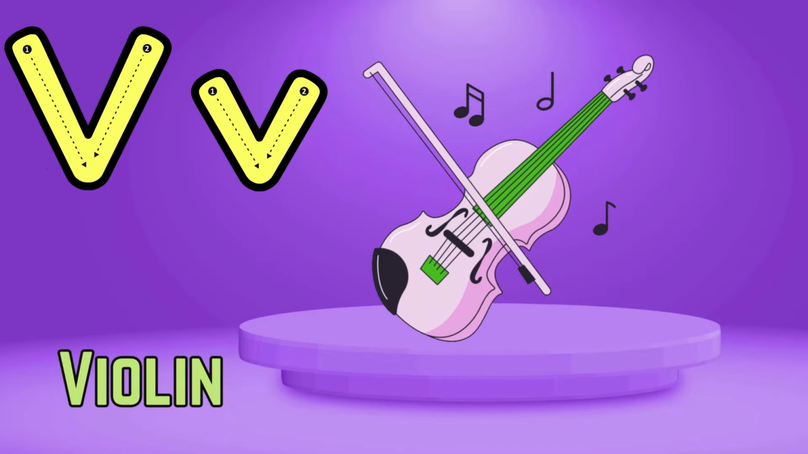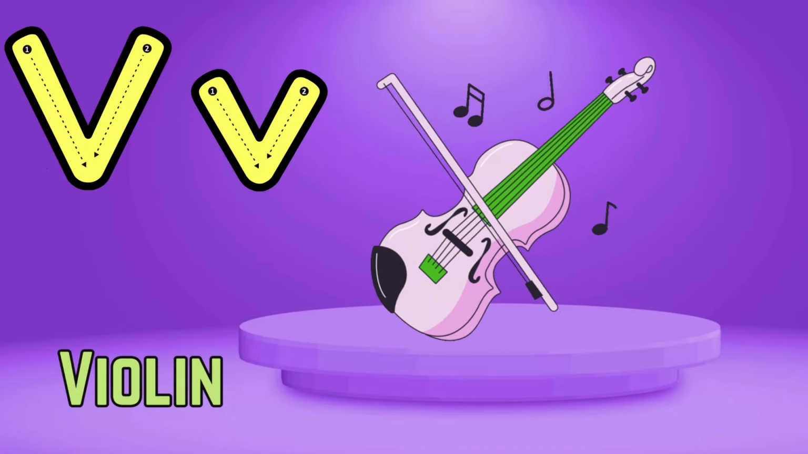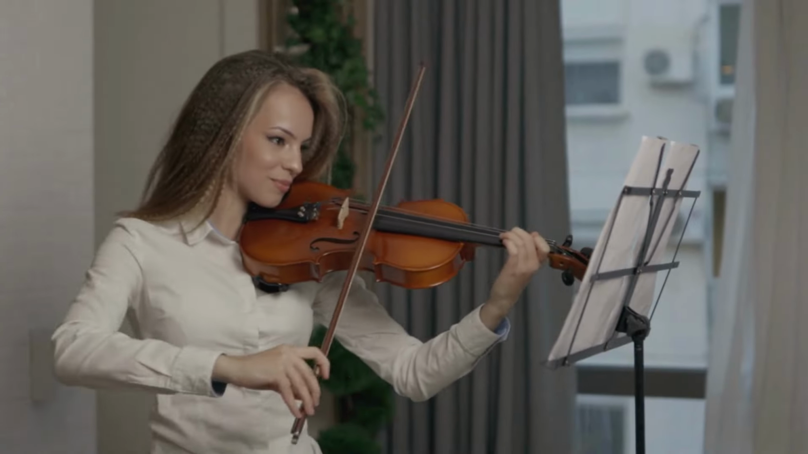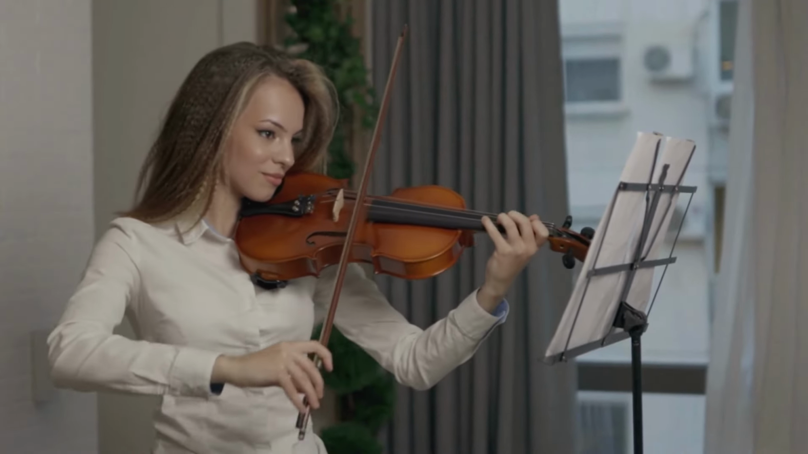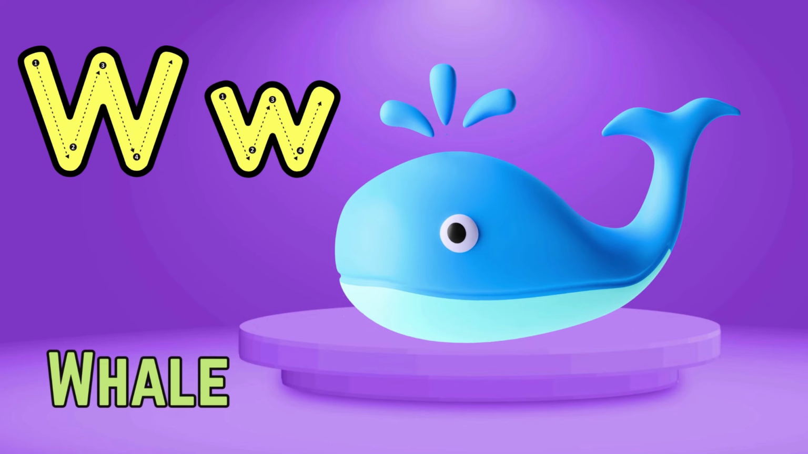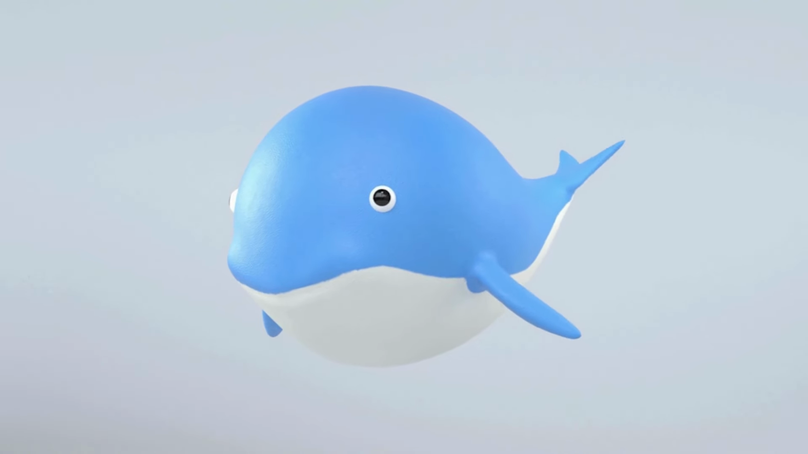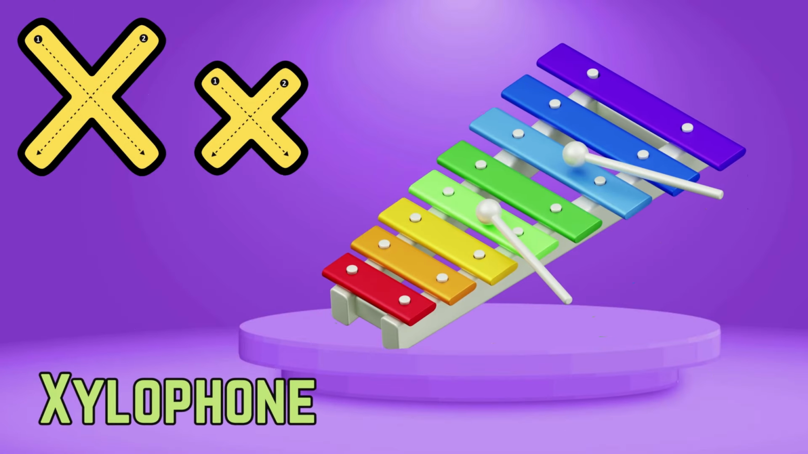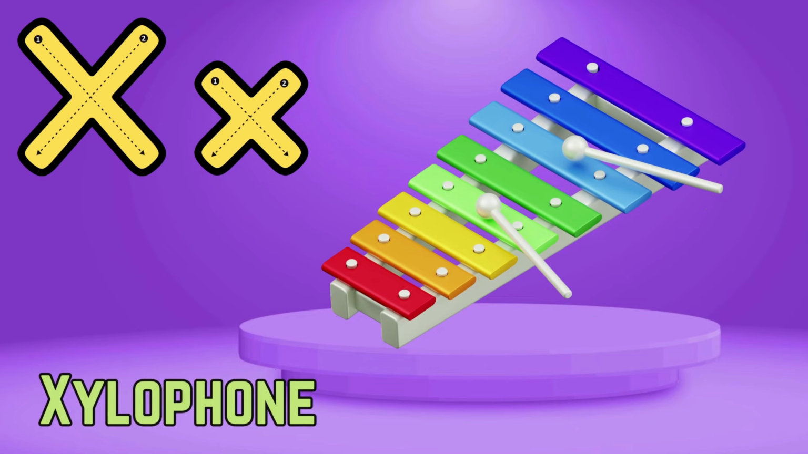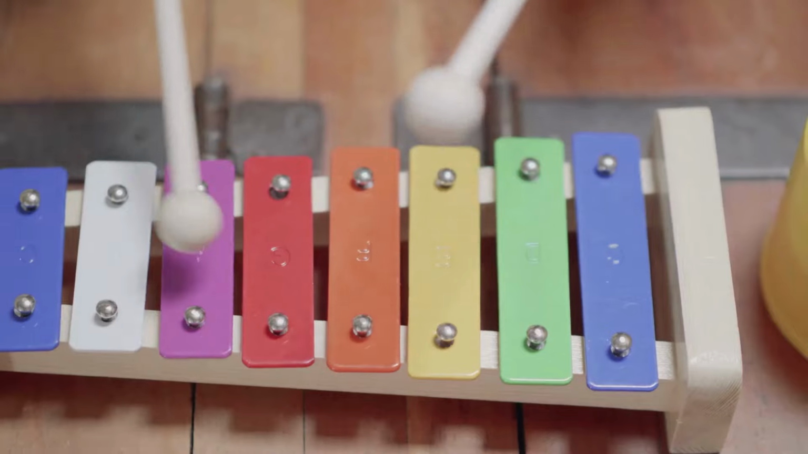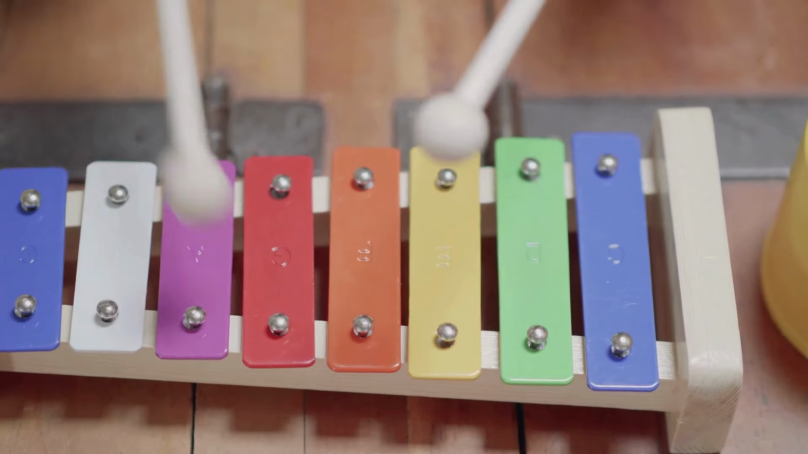V is for violin, violin, violin. This is a violin. W is for whale, whale, whale. This is a whale. X is for xylophone, xylophone, xylophone. This is a xylophone.